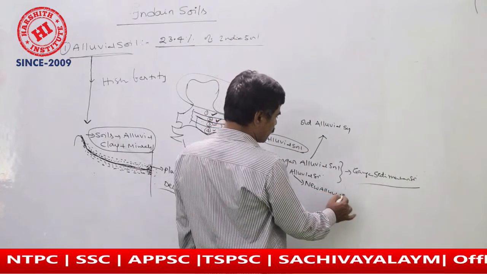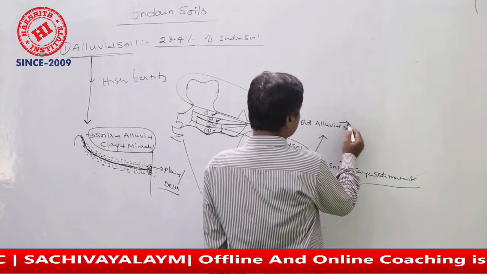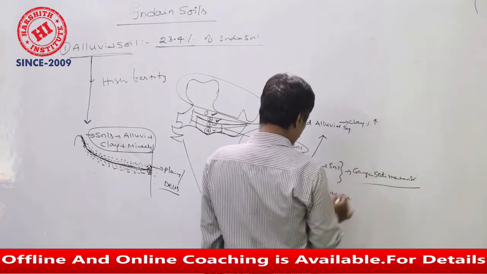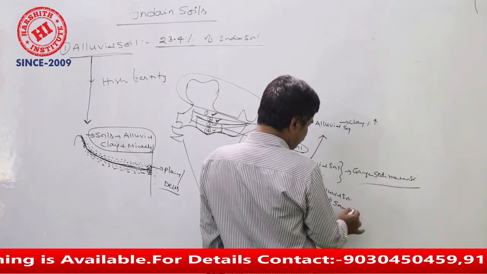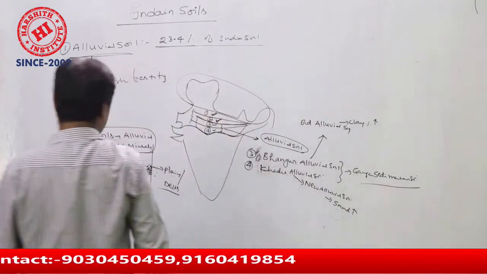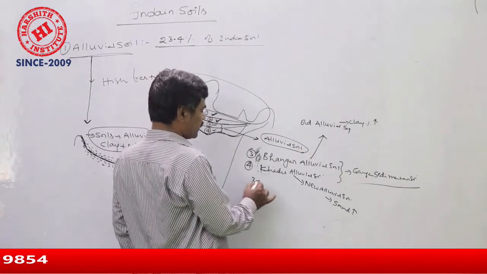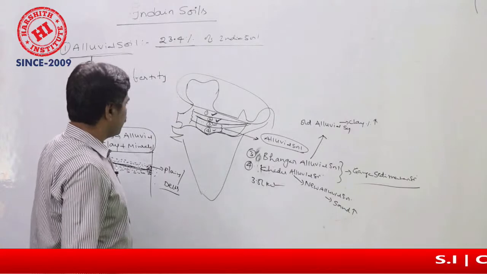The old alluvial soil has a higher clay percentage. The new alluvial soil has a higher sand percentage. Together, both cover nearly more than 3.5 lakh square kilometres, occupied in the Ganga, Sindhu, Brahmaputra region, right?